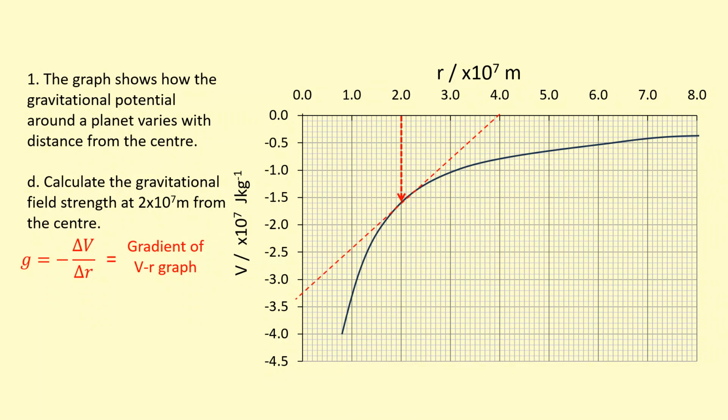So if I take these 2 points and do change in y over change in x, taking care to include the powers and everything, I get a field strength of 0.81 newtons per kilogram. That's at that point there.